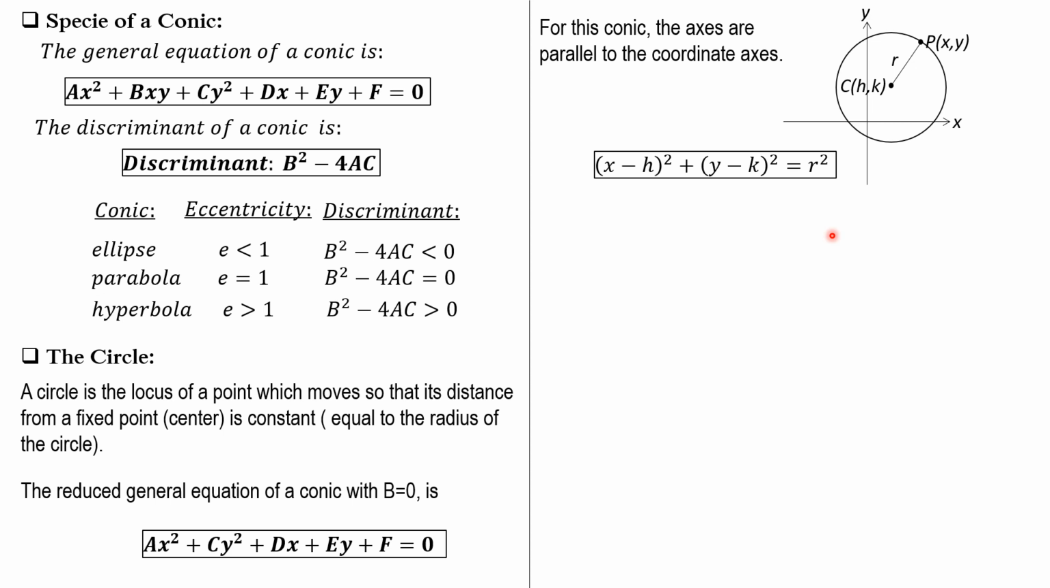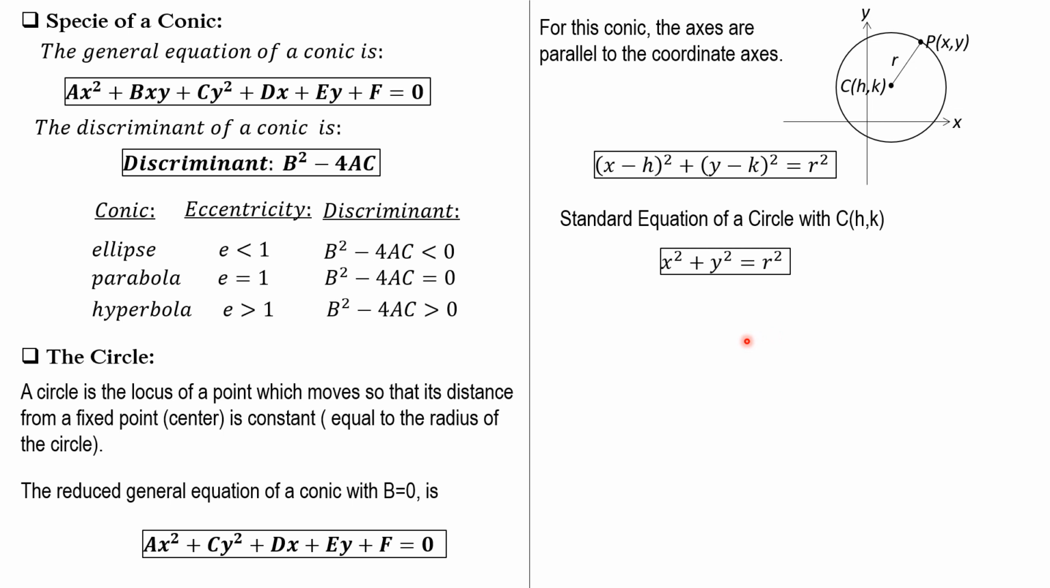So that is the standard equation. This is the standard equation of a circle with center at h comma k, and don't forget the radius is r. When the center is at the origin, all you have to do is set h and k to zeros. So x squared plus y squared equals r squared for a circle with center at the origin.